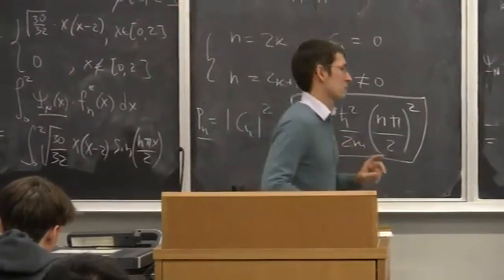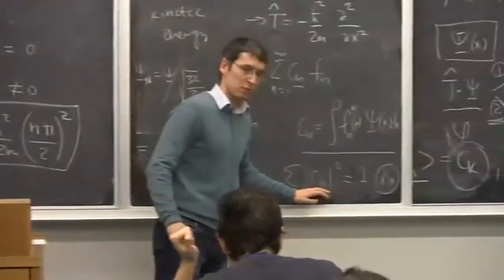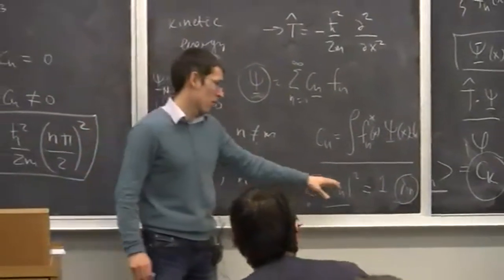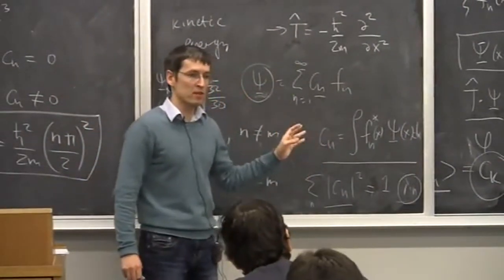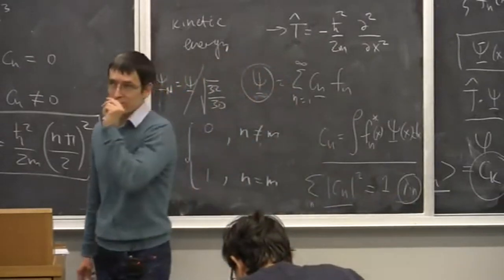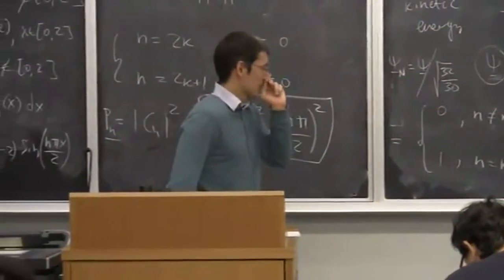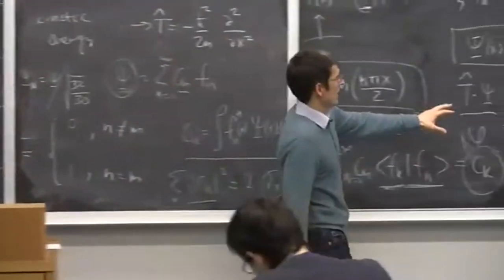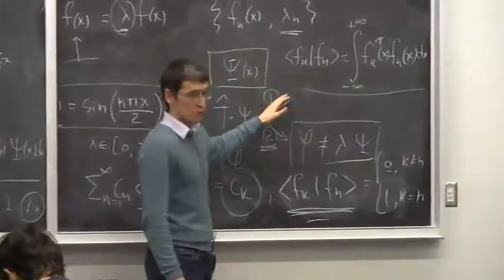One correction: Cn is not the result of the experiment. Lambda n is, right? But Cn squared gives you the probability to find the corresponding lambda n. Now you can make the first branch.